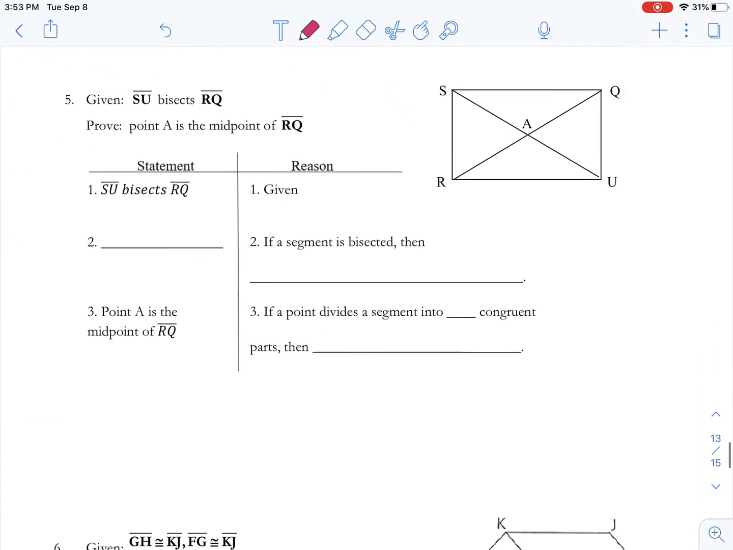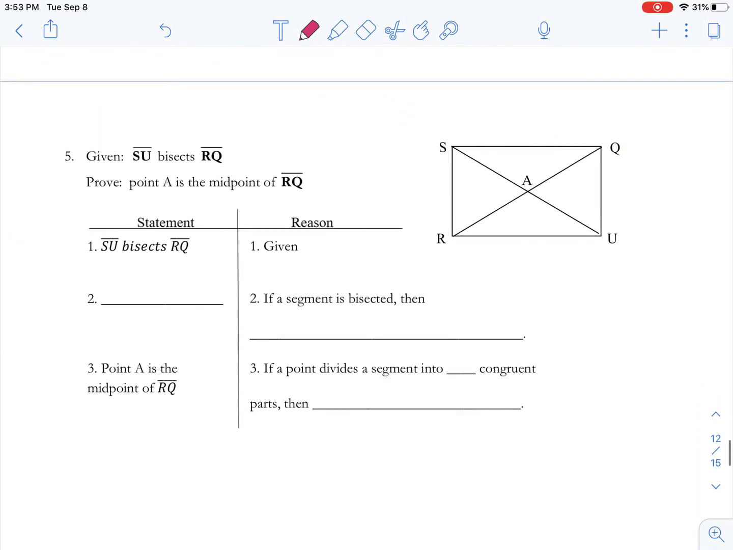Awesome. Let's try the next one. So here we have our rectangle with some diagonals drawn in. We have some given information using that vocab word of bisects. So why don't you pause and try to write out the second step of this proof. Notice they give us that SU is bisecting RQ. So knowing this information, what can you say comes next? What do you know about bisecting?